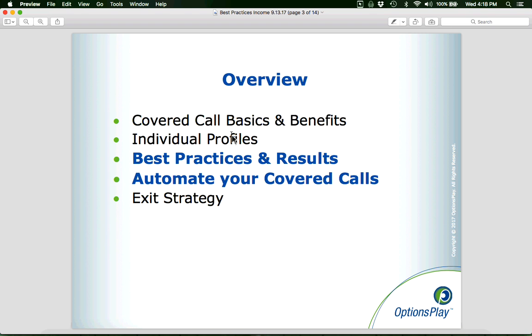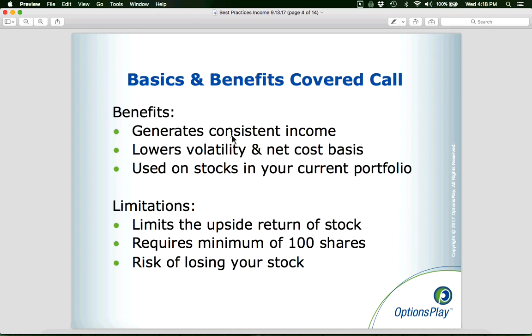Great. Okay, so we're going to skim mostly through the basics and benefits of covered calls and really dive into the results and best practices for managing these. And lastly, we're going to end by talking about some exit strategies as well as, most importantly, how you can use our tool to help you quickly identify income opportunities for your own portfolio.